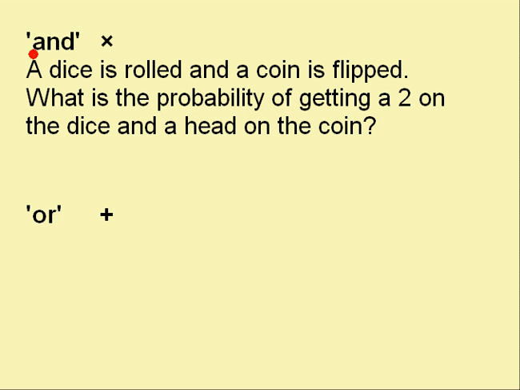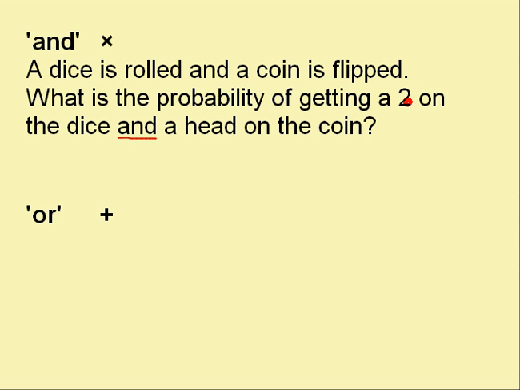In probability questions, whenever you see or use the word and, you need to multiply. If you see or use the word or, you need to add. An example of an and question would be this: a dice is rolled and a coin is flipped. What's the probability of getting a 2 on the dice and a head on the coin?